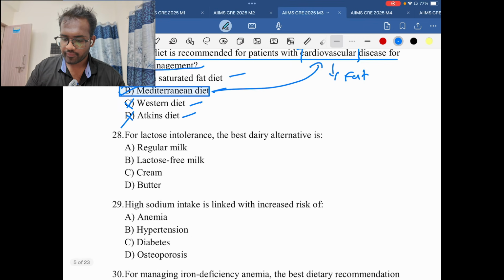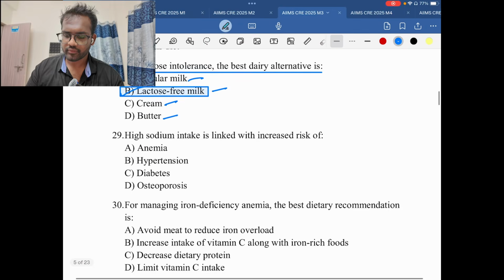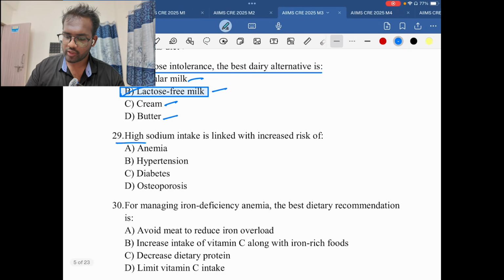Question number 28. For lactose intolerance, the best dairy alternative is: regular milk, lactose-free milk, cream, butter. So in case of lactose intolerance, we need to avoid lactose sugar. So the answer will be lactose-free milk. B. Question number 29. High sodium intake is linked with increased risk of anemia, hypertension, diabetes, osteoporosis.